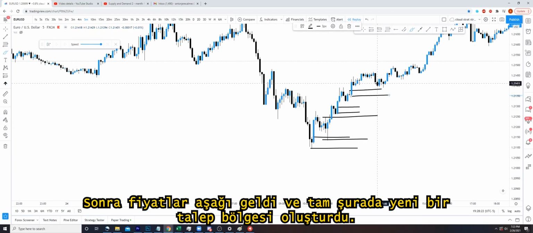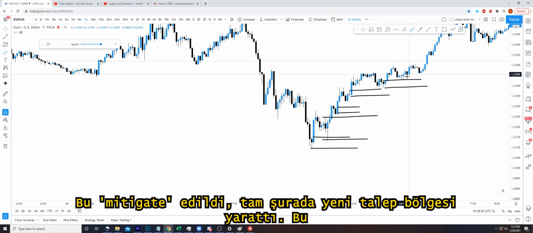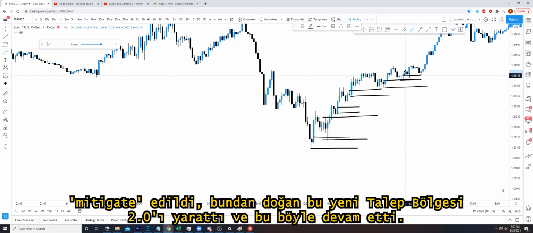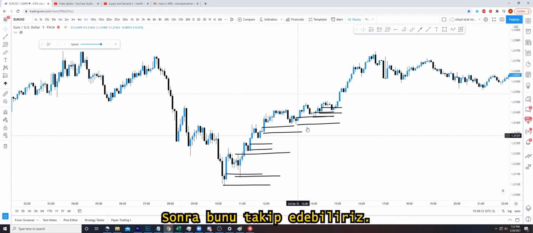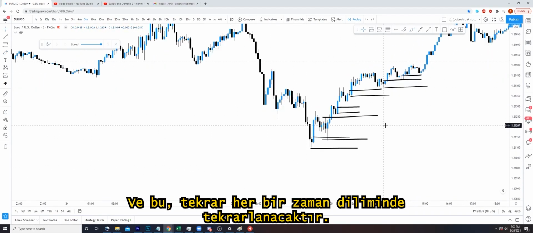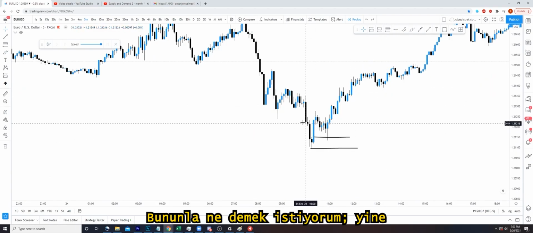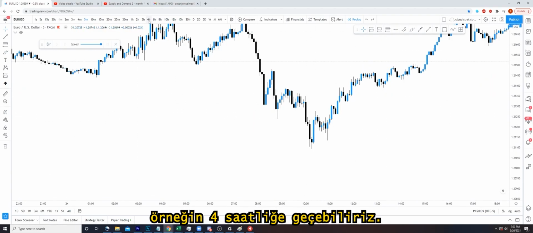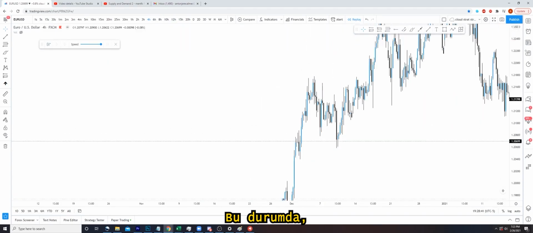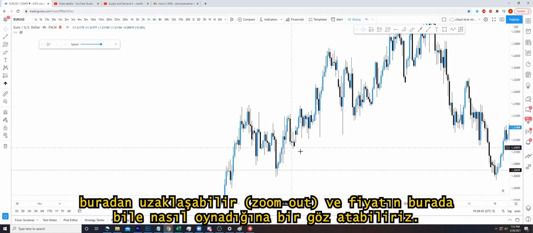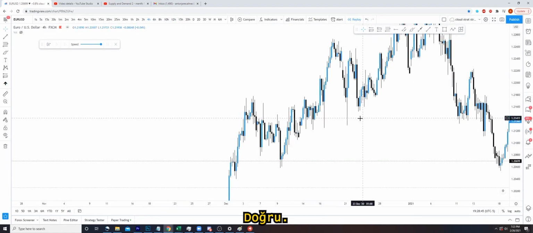Then we had price come down and make a new demand zone right here. We had that mitigated, created a new demand zone right here. Had that mitigated, created this new demand zone 2.0 off that, and so on and so forth, and we can follow that up. And this, again, will repeat on every single time frame. What I mean by that is we can, again, just jump onto, for instance, a 4 hour, in this case. We can zoom out here, and we can just take a look at how even price played here, right?